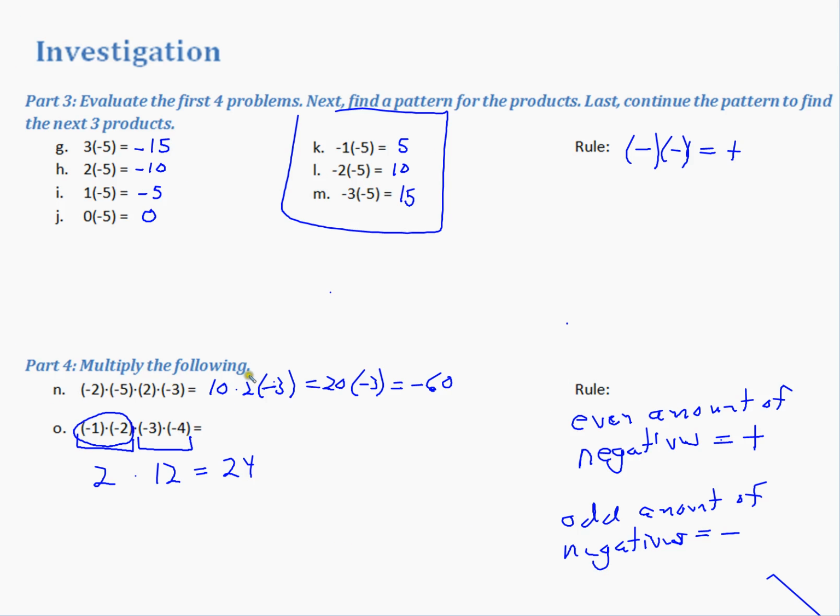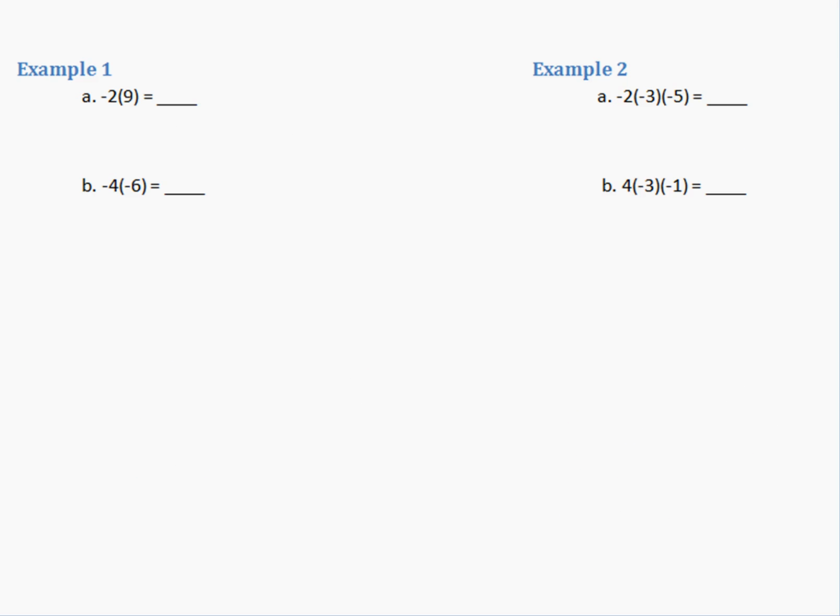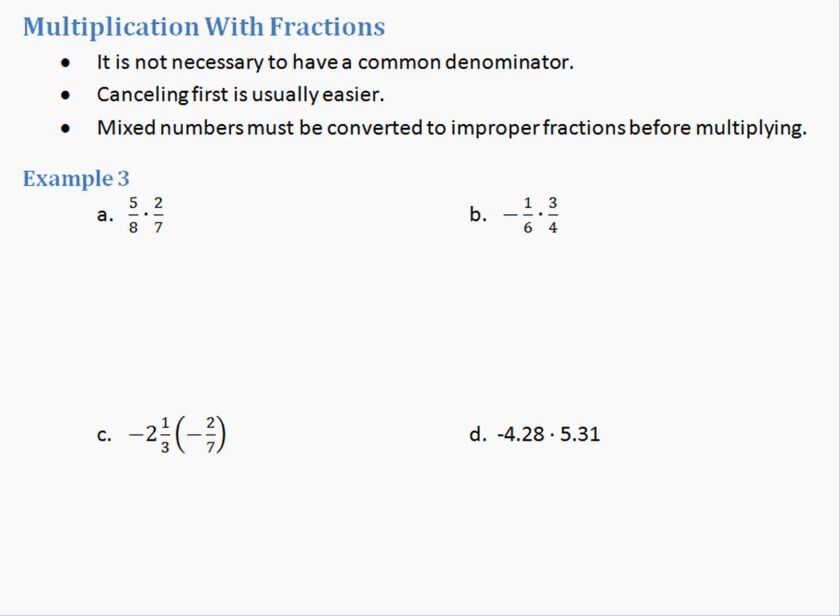If we multiply more than two, we can think an even number of negatives is positive and an odd amount is negative. So we should be able to speedily go through these and figure those out. So I'm going to leave those last ones for you to work through using those things we just talked about.